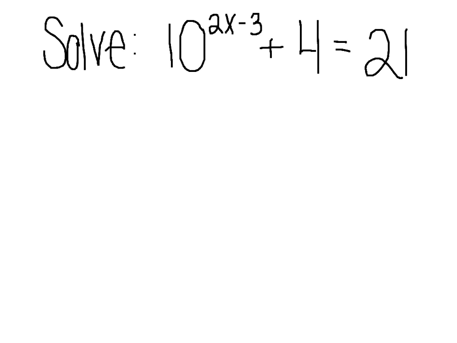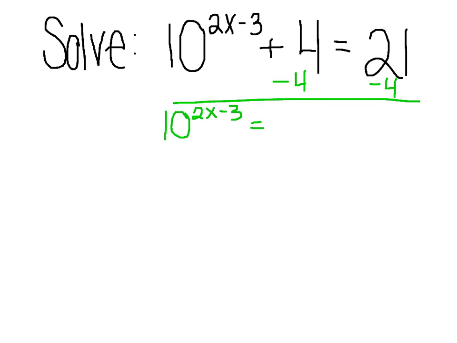Now things are going to get a little bit more complicated. Here I have 10 to the 2x minus 3, plus 4 equals 21. We still want to get the exponential section by itself so that we can solve for x. So the first thing we have to do is subtract 4 to get rid of the 4 on the left side. 10 to the 2x minus 3 equals 21 minus 4, which is 17.